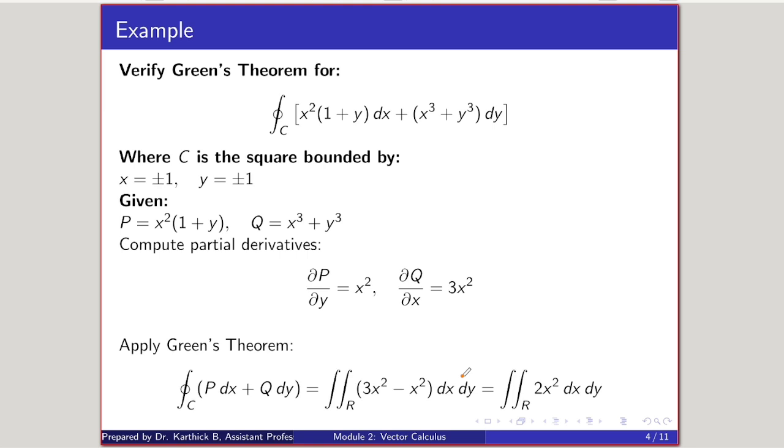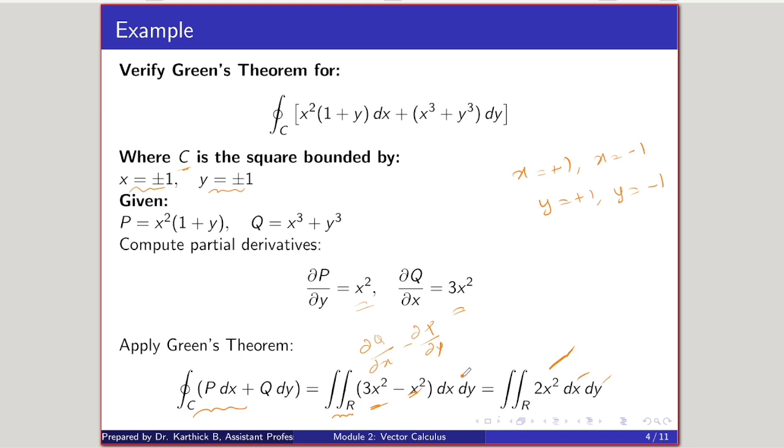In Green's theorem, this line integral will be equivalent to the double integral over the region of dou q by dou x minus dou p by dou y. I am substituting the values here. Then 3x square minus x square comes to 2x square. Also they have given the curve C: x equal to plus 1, x equal to minus 1, y equal to plus 1, y equal to minus 1. With this we want to find the limits with respect to x and y.